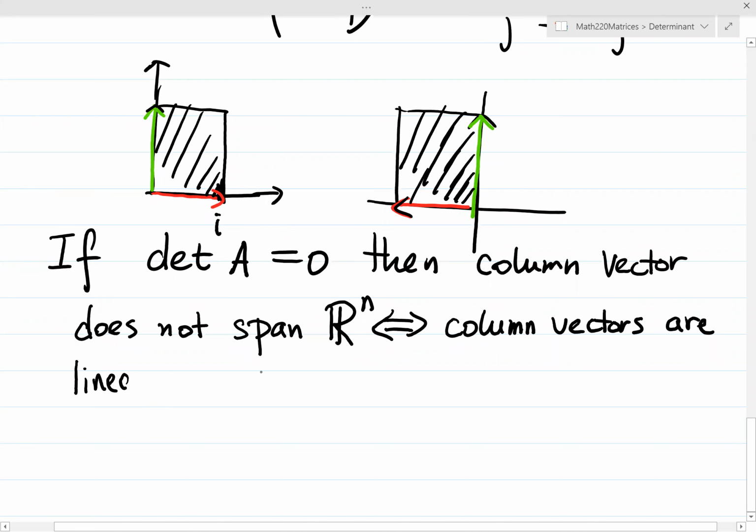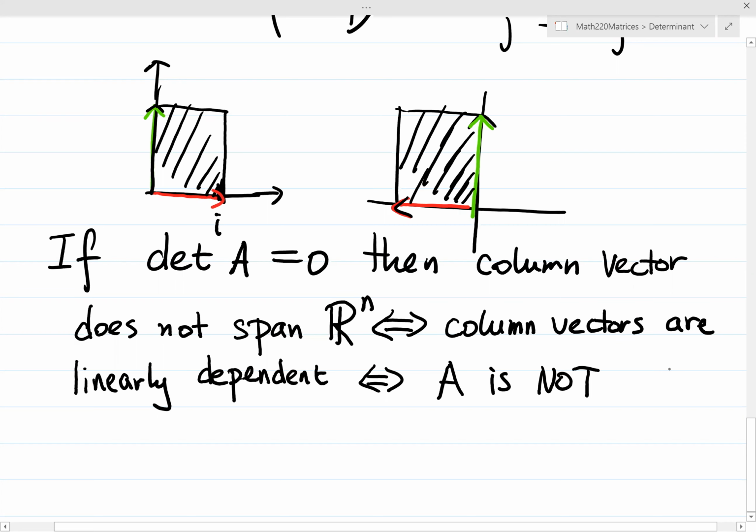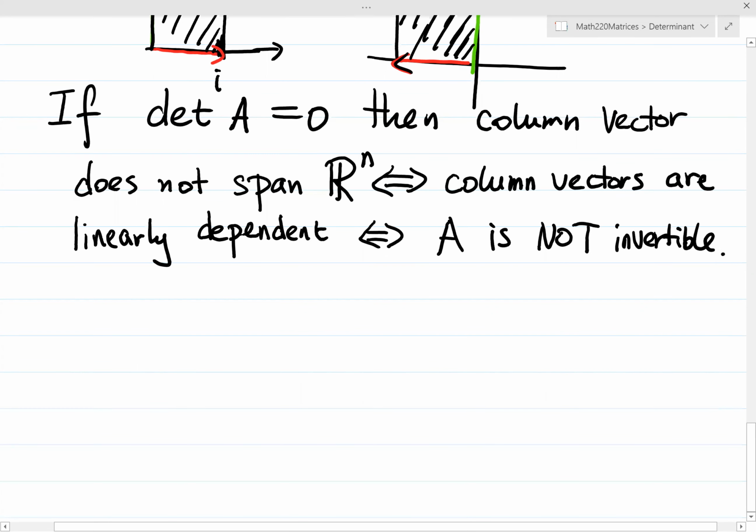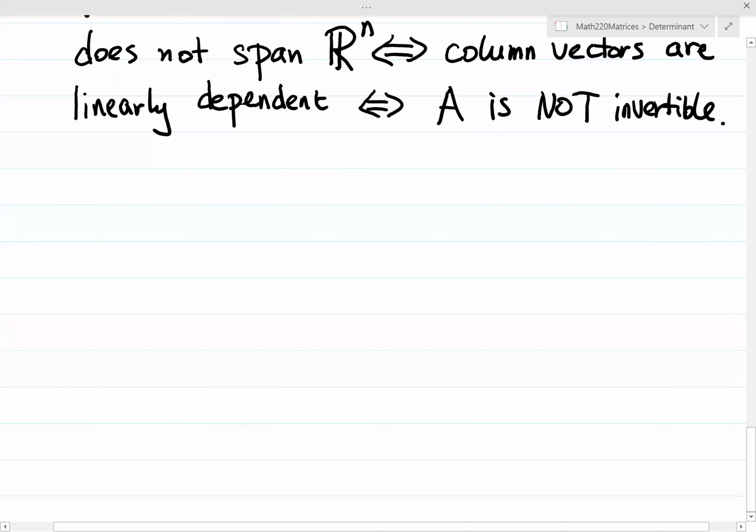Now, if they are linearly dependent, which tells us that A is not invertible. A is not invertible. Here we are talking about a square matrix. Okay, now let's determine what the definition of a determinant should be. So we need to determine what this explicit definition of a determinant is.